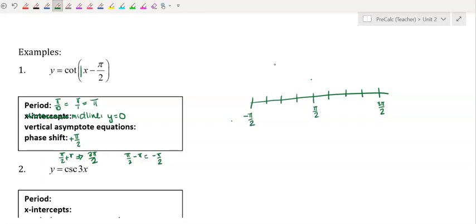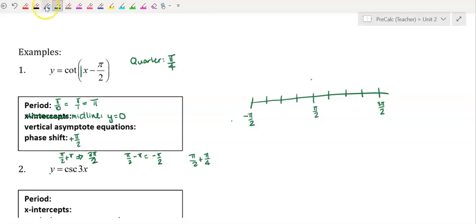Now, in order to figure out everything in between there, what I'm going to have to do is figure out what my period is and divide that into 4 pieces. So we're going to call that our quarter. So our quarter is pi over 4. That's our period divided into 4 pieces. So that's what I'm going to add each section to get to the next value. So if I start at pi over 2, I'm going to add pi over 4.